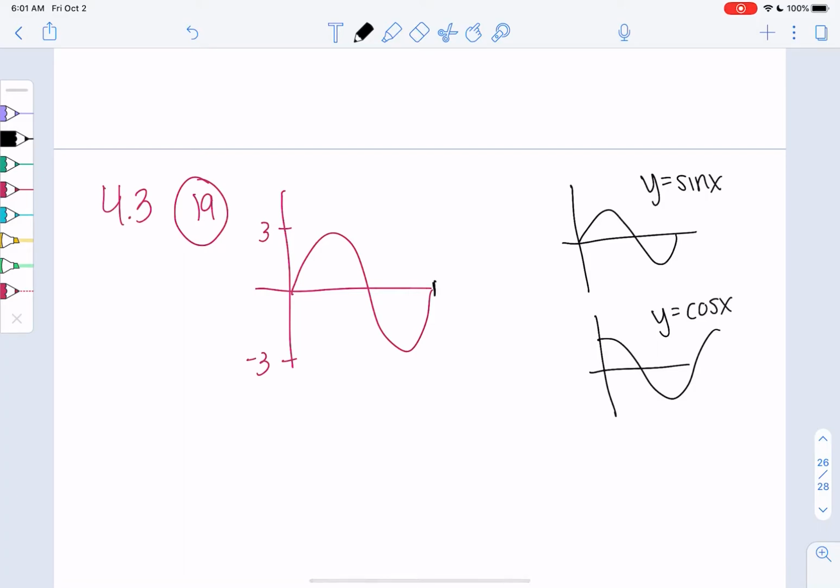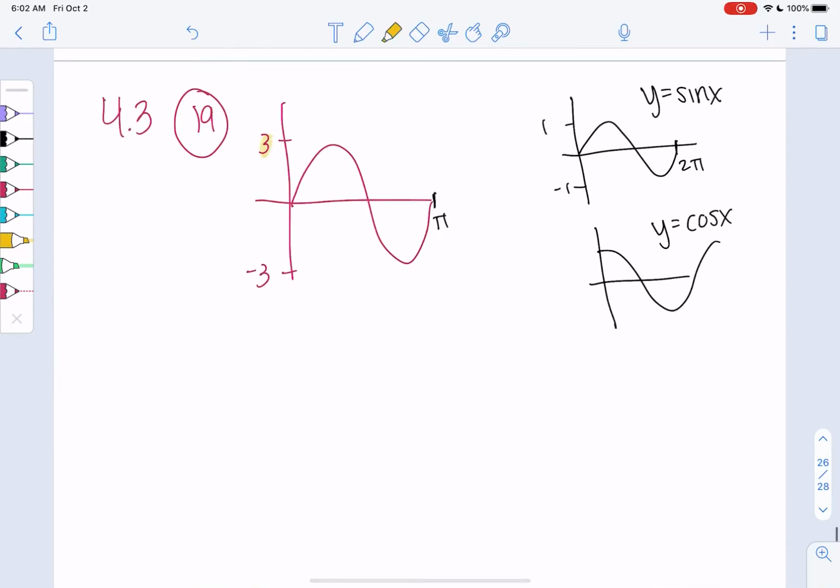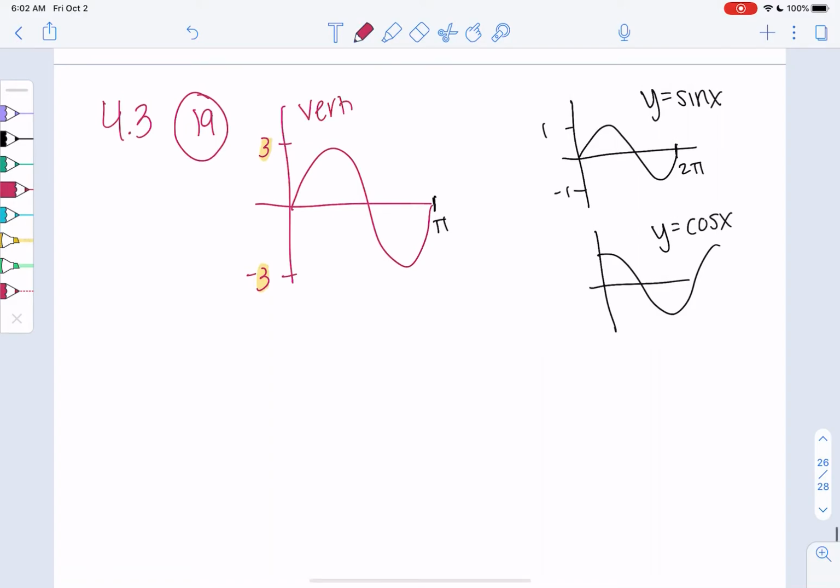I notice it ends at pi, where a regular sine ends at 2 pi. So it's growing faster. And I notice it goes up to 3 and -3 rather than -1 and 1. So how do these affect the equation? The 3 is the amplitude. It's being vertically stretched, so that adds a coefficient out front.